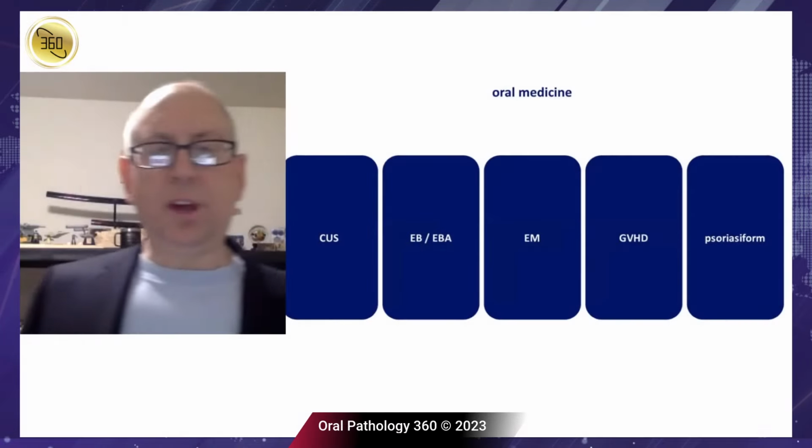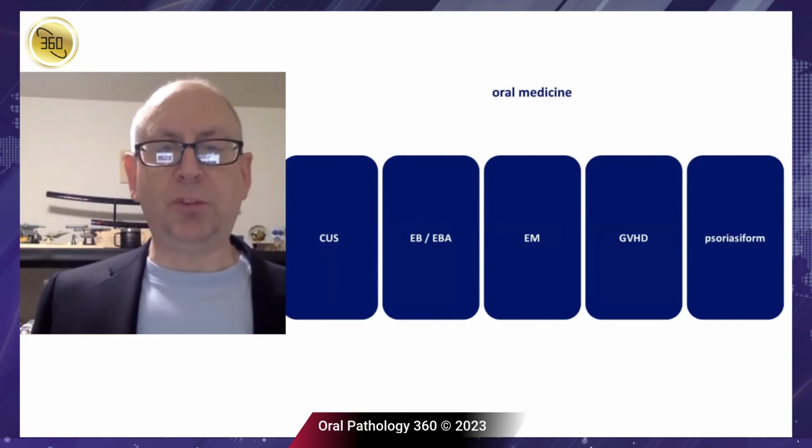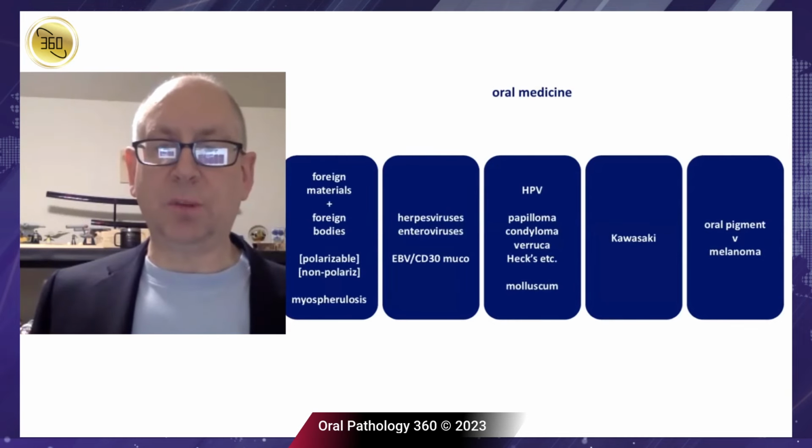Then we have the oddities, right? The chronic ulcerative stomatitis, the epidermolysis bullosa, the erythema multiforme, the graft versus host disease, and then things like geographic tongue and psoriasiform mucositis.